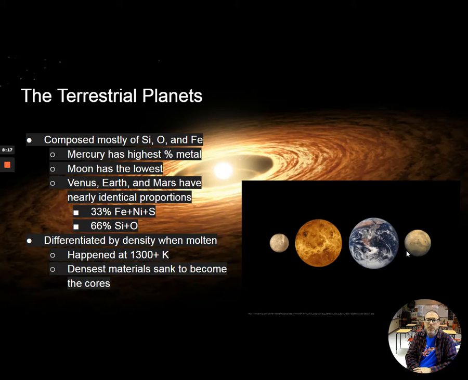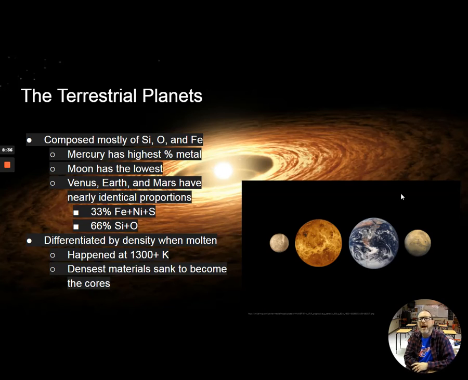Whereas Venus, Earth, and Mars, they're chemically pretty close to identical, give or take. They're generally about 1/3 heavier elements like iron, nickel, and to a degree sulfur, and 2/3 silicon and oxygen compounds, silicates, etc.